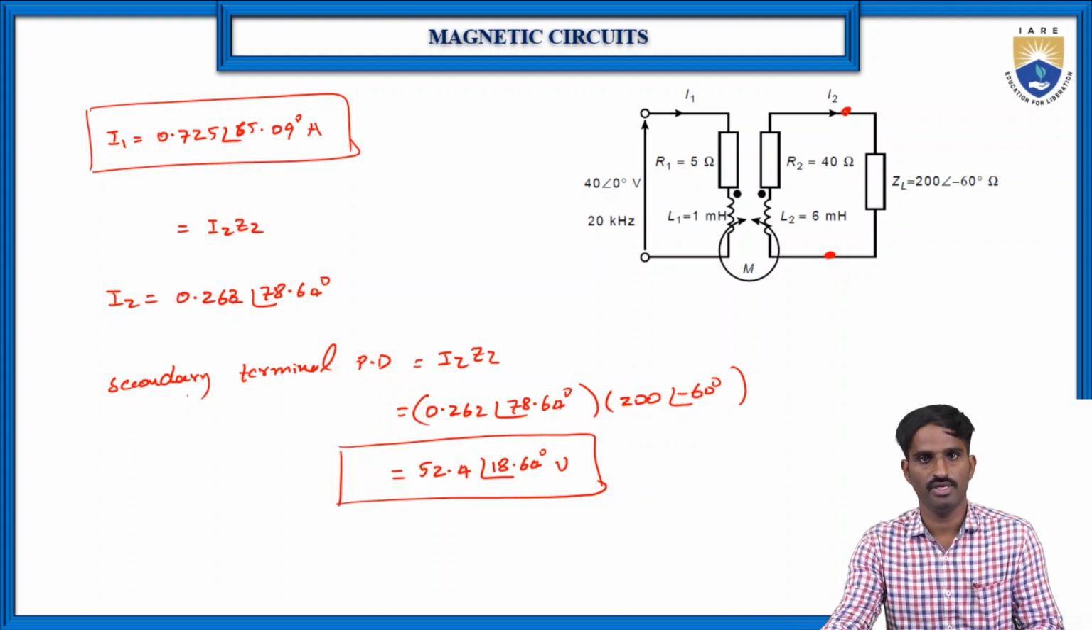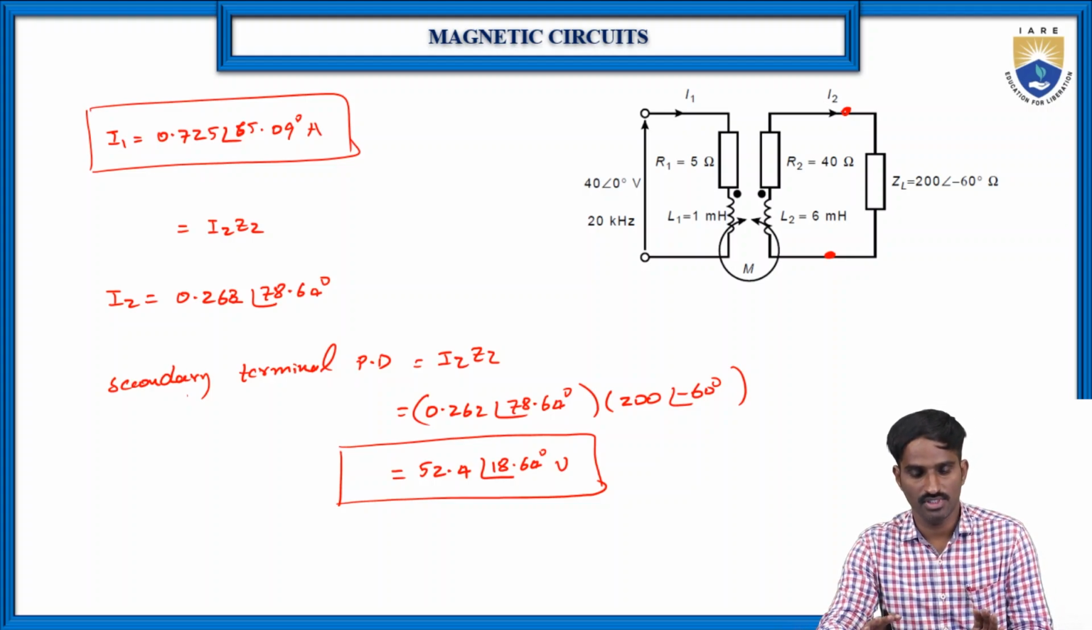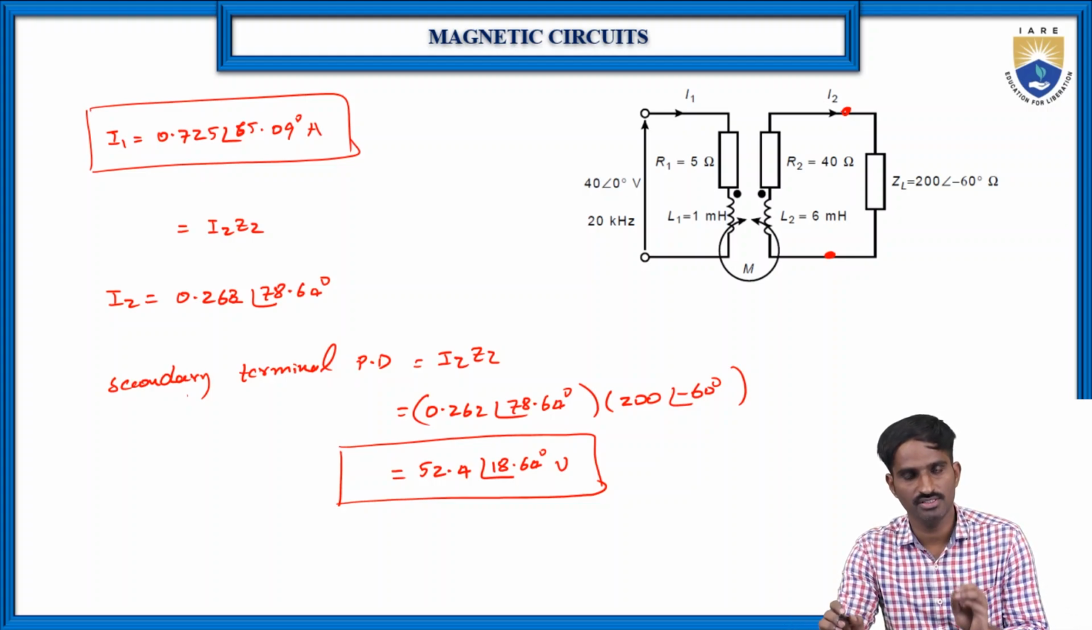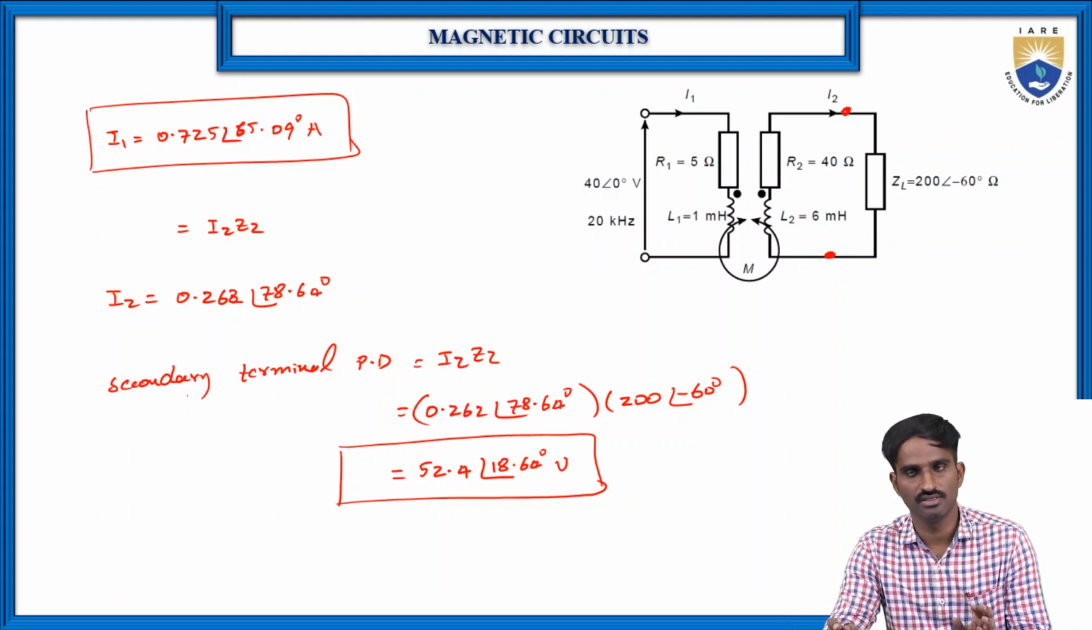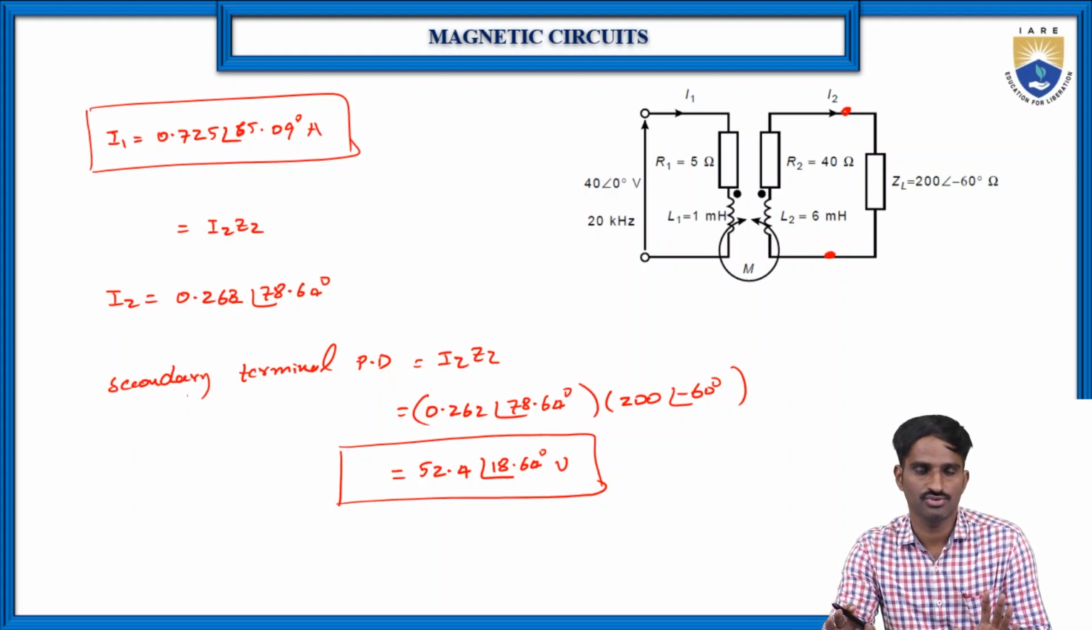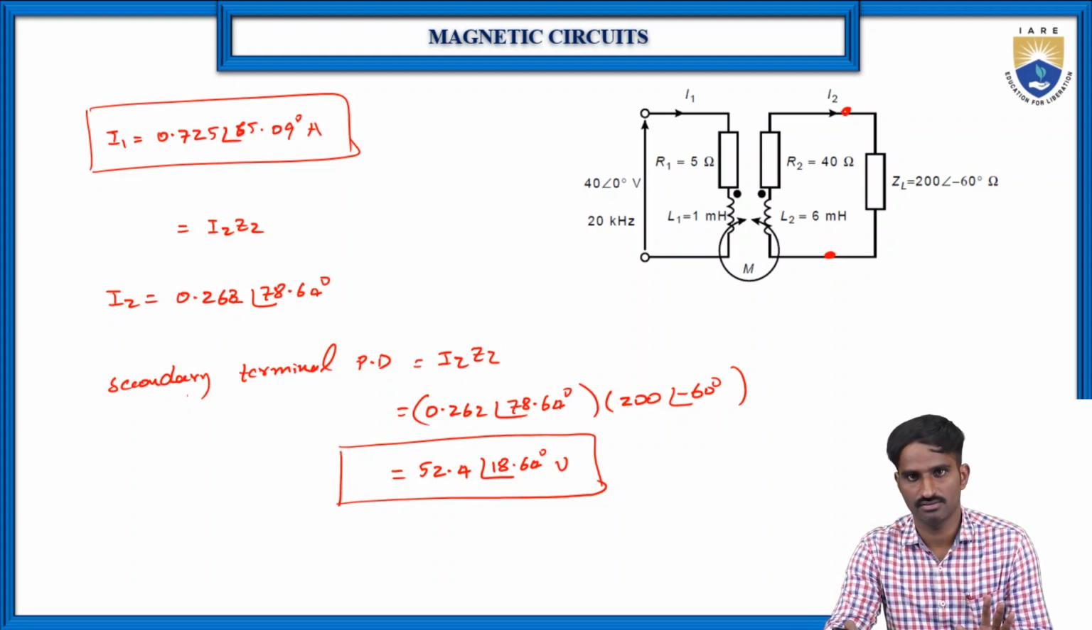So this is how we can find the various parameters by using this dot convention. The major key role of the dot convention here is just to identify the sign which is associated with the mutual inductance. In the next class we will solve some more problems.